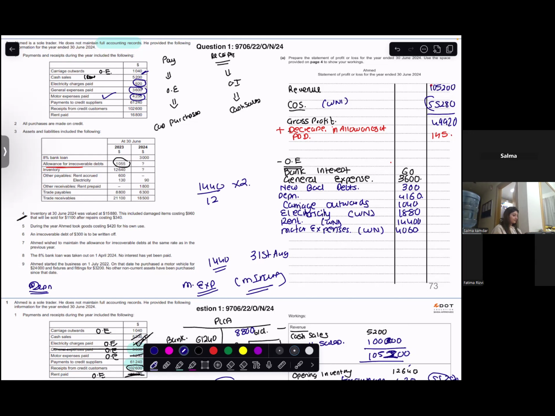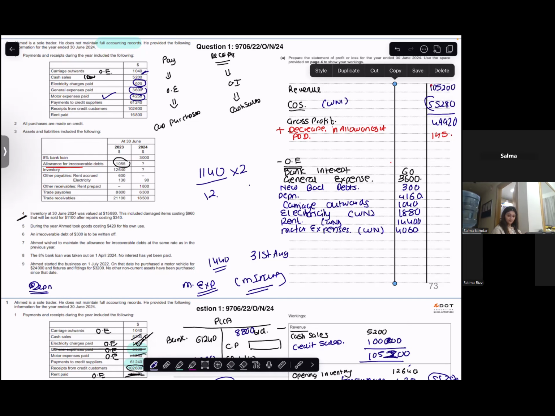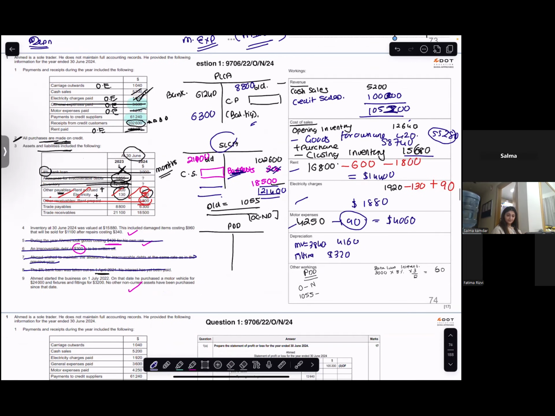1440 divided by 12. It's coming 120. 1440 it is. 1140. So 1140 divided by 12 into 2. 190. This was prepaid.